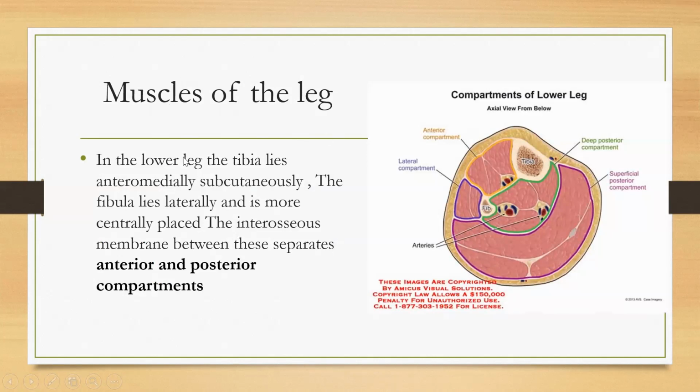Muscles of the leg. In the lower leg, the tibia lies anterior-medially, subcutaneously, and the fibula lies laterally and is more centrally placed. The interosseous membrane passes between the tibia and fibula and separates the leg into anterior and posterior compartments. This cross-section of the leg shows us the tibia, fibula, the interosseous membrane, and this is the anterior compartment. This is the lateral or peroneal compartment. This is the deep compartment, the posterior compartment, which is divided into deep and superficial ones.